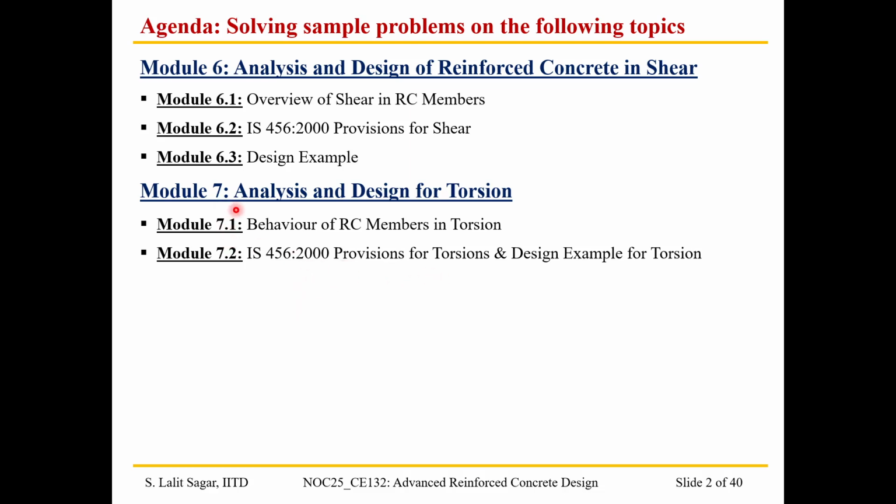In module 7, we studied the analysis and design of reinforced concrete members under torsion. It consisted of two parts. In the first part, we studied the behavior of reinforced concrete members in torsion, how it affects the stress distribution and how to consider the torsion aspect in the design of reinforced concrete members. In the second part, we studied the IS 456 provisions for reinforced concrete members under torsion, and we also looked at a few design examples for reinforced concrete members subjected to torsion.